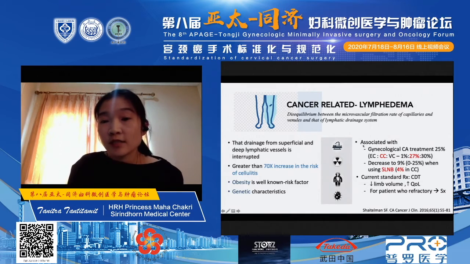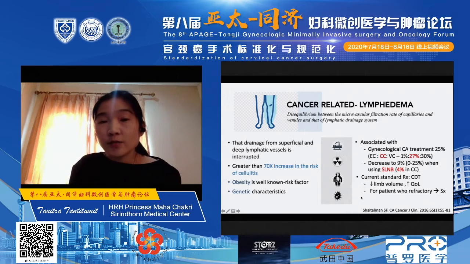Gynecological cancer treatment is associated with lymphedema in 25%, and most of these are cervical and uterine cancer. Even sentinel lymph node biopsy could decrease this incidence to lower than 10% in overall gynecological cancer, or only 4% in cervical cancer. But it could not eliminate this risk. Therefore, before the operation, we should discuss the probability of this complication with the patient.